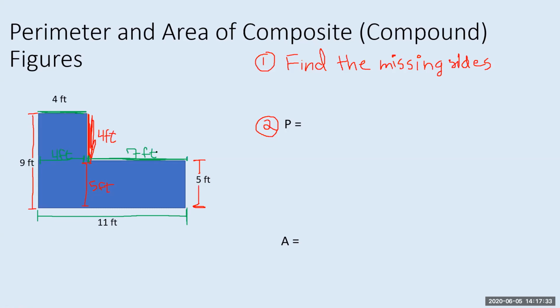Okay, so now I found the missing sides. I took care of that first step. Now I can go ahead and calculate the perimeter. So in this case, calculating the perimeter, since they're all straight sides, I'm going to go ahead and just add up all those sides. So I'll start at the top and I'll go around clockwise.